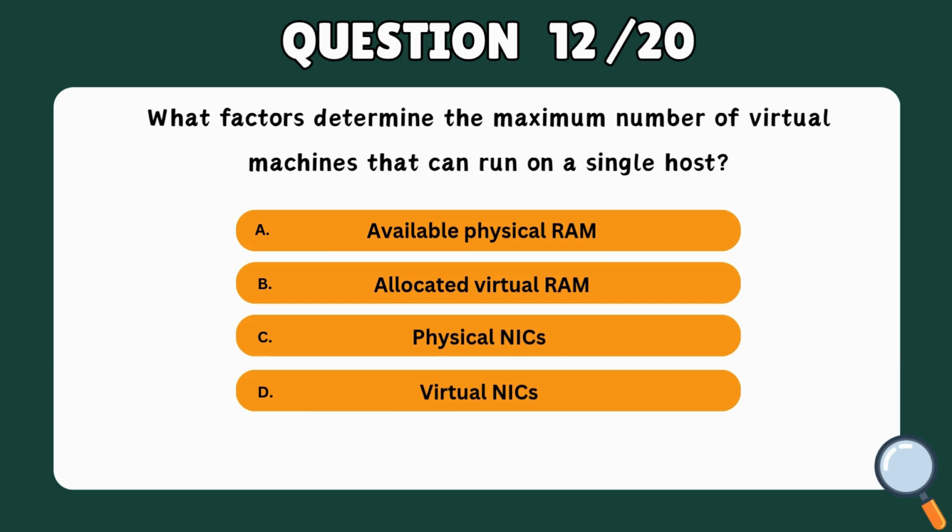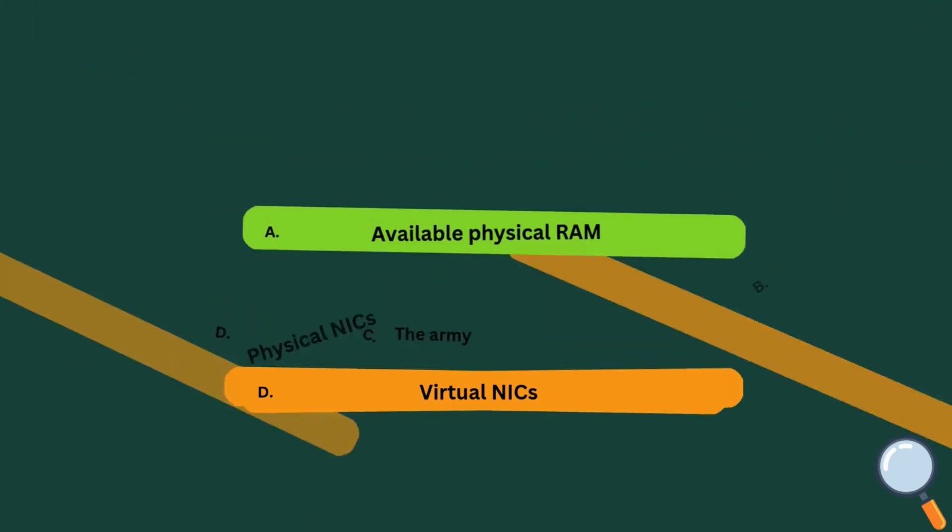A. Available physical RAM. B. Allocated virtual RAM. C. Physical NICs. D. Virtual NICs. Correct answer, A. Available physical RAM.